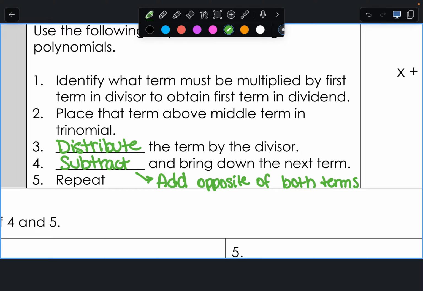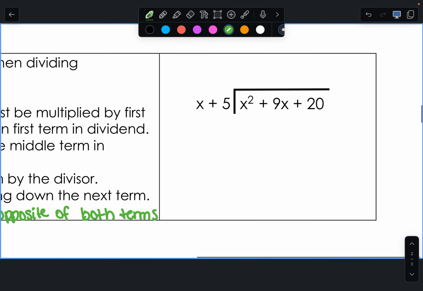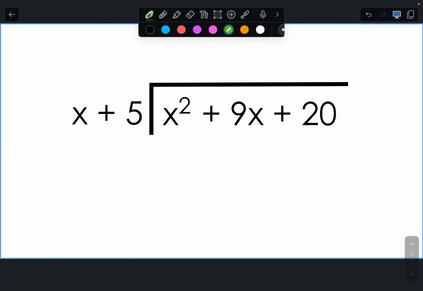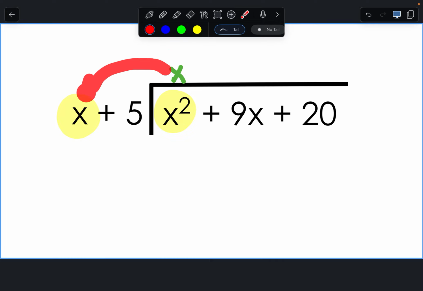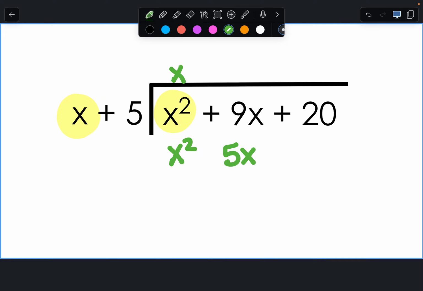For step 4. Ready? Okay. Binomial with a trinomial. The only thing you need to focus on is that very first term, okay? X times what gives you x squared? X, okay? Now you want to distribute. You're going to distribute this x with both of these terms. So x times x, and then x times 5, 5x. Now you're going to add the opposite or subtract the opposite, whichever way you want to think about it.